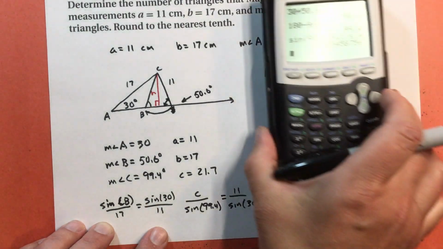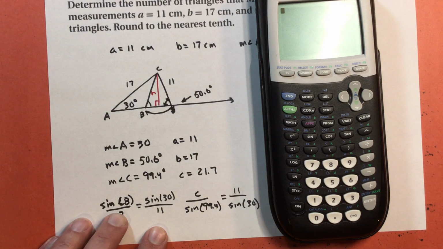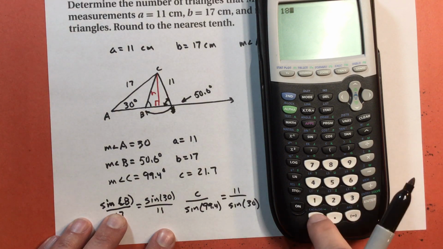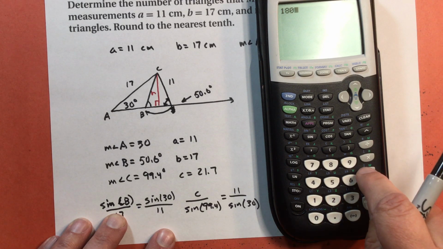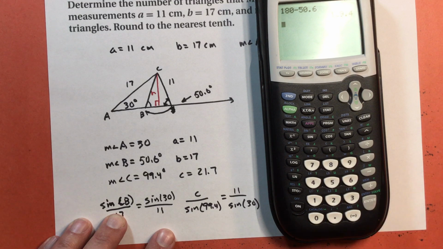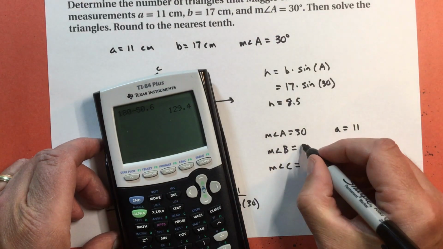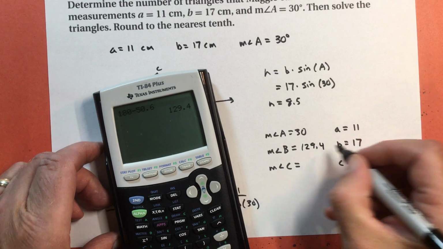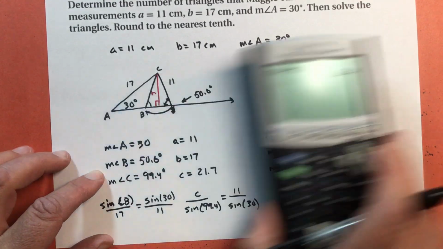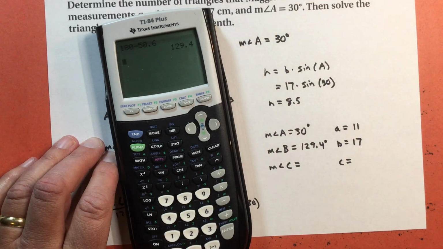Those two form a linear pair, which means they're supplementary. They add up to 180 degrees. So I'm going to take 180 and subtract 50.6, and my new angle B is going to be 129.4 degrees. Just put my degrees in there. Forgot to do it for that one.